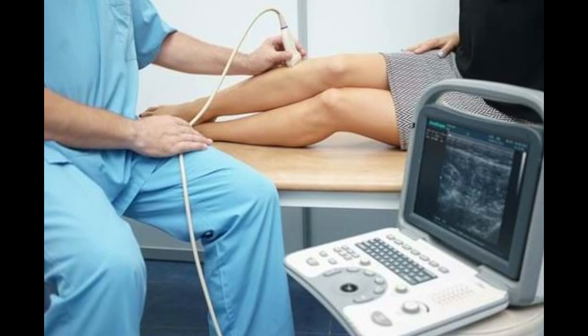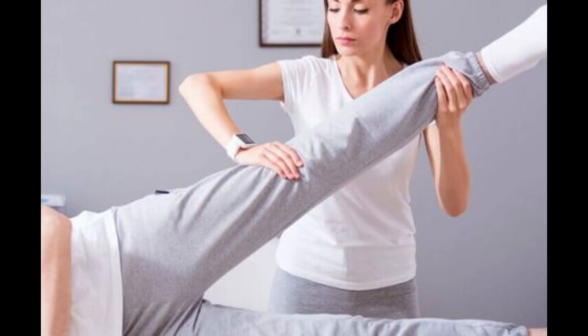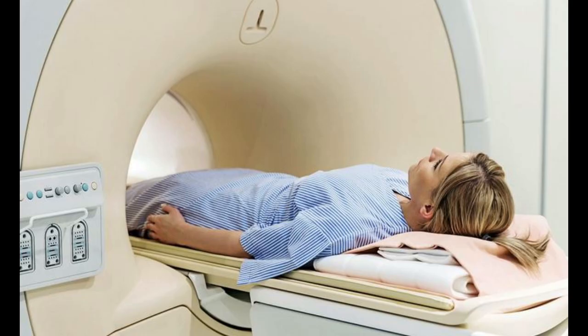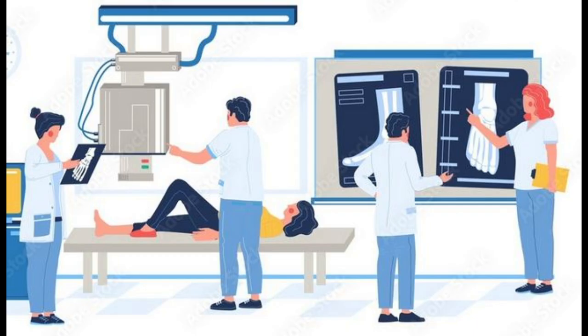It is important to note that the squeeze test is part of a broader examination for lower leg injuries and should not be used as a definitive diagnostic tool on its own.